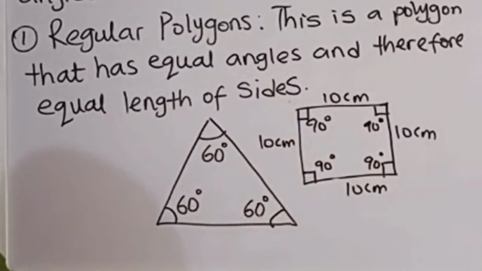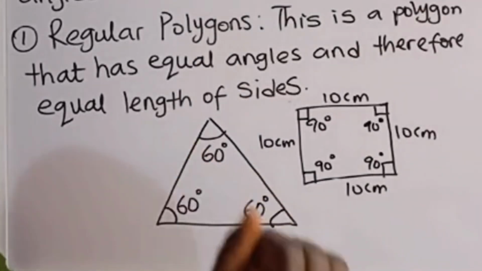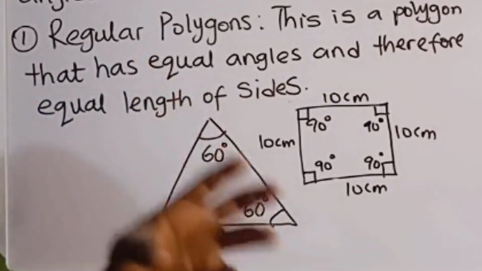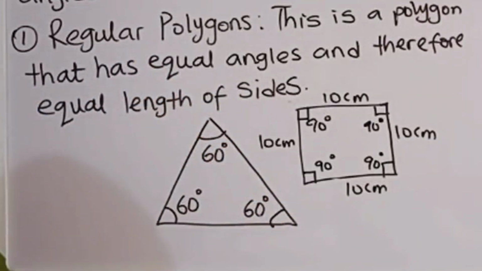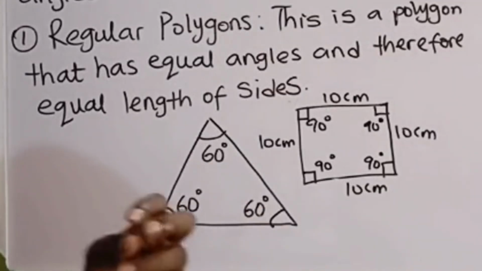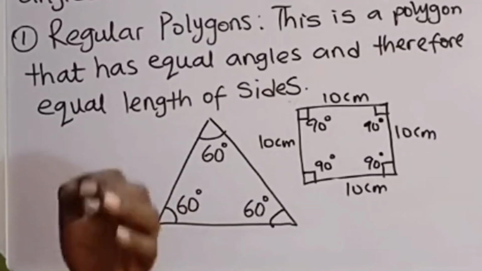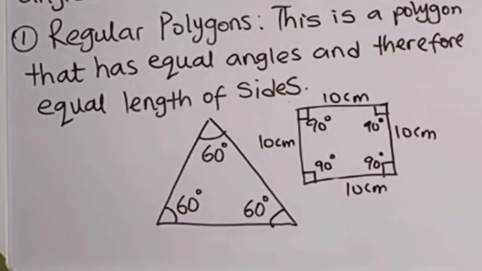That means you can have a regular triangle, you can have a regular quadrilateral, you can have a regular pentagon. Remember, a pentagon is a polygon that has 5 sides. So a polygon can be a pentagon and also be a regular polygon, right? If the pentagon has all the angles equal to each other, then it is a regular pentagon. If an octagon has all its angles equal to each other, then that octagon is a regular octagon. Okay? So now let's continue.